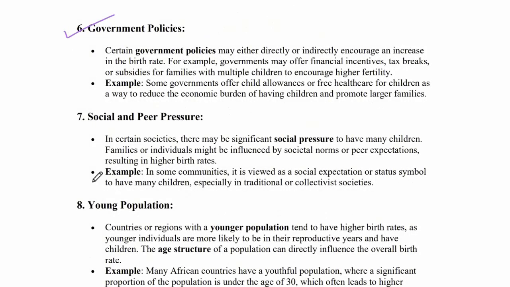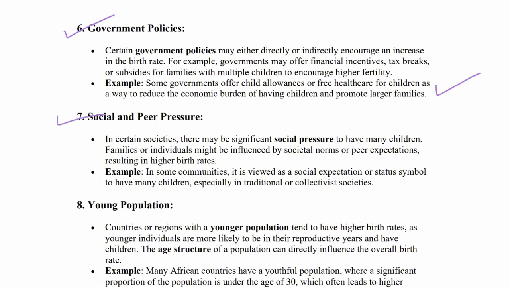Sixth, government policies. Certain government policies may either directly or indirectly encourage an increase in the birth rate. For example, governments may offer financial incentives, tax breaks, or subsidies for families with multiple children to encourage higher fertility. Some governments offer child allowances or free healthcare for children as a way to reduce the economic burden of having children and promote larger families. I'm not sure which country does this.